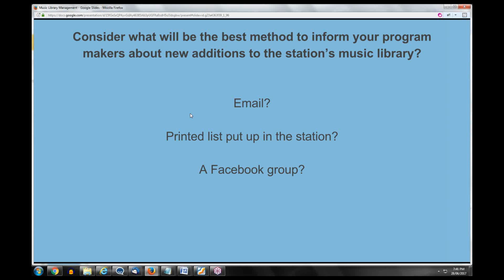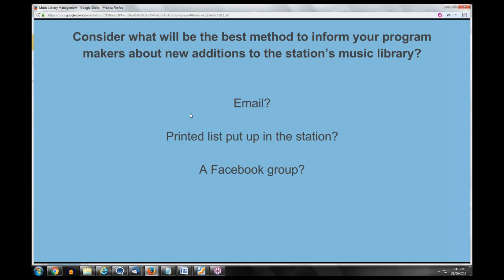But then also, it's good to consider whether your program makers are big on email. Do they tend to read them? These are things that you need to consider when you are making these decisions. Another thing which could be effective is putting a printed list up in the station, but it really falls over if you don't update it. But it is also a really good physical presence for your program makers, so they can check it out when they're in the station.